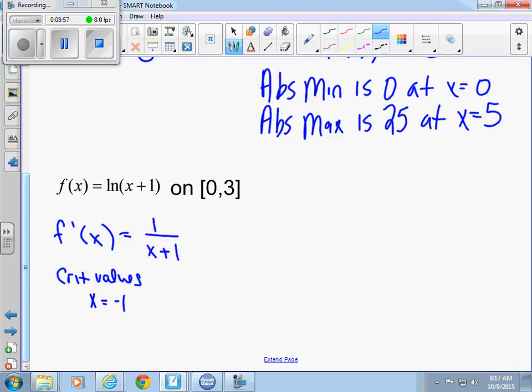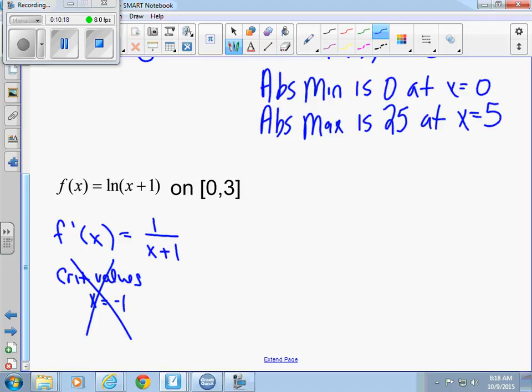Do you ever set the top equal to 0 or is it always the bottom? You do both, because you want critical values. You want any place the derivative is 0, any place the derivative is undefined. This doesn't matter here. So what are my only two candidates?